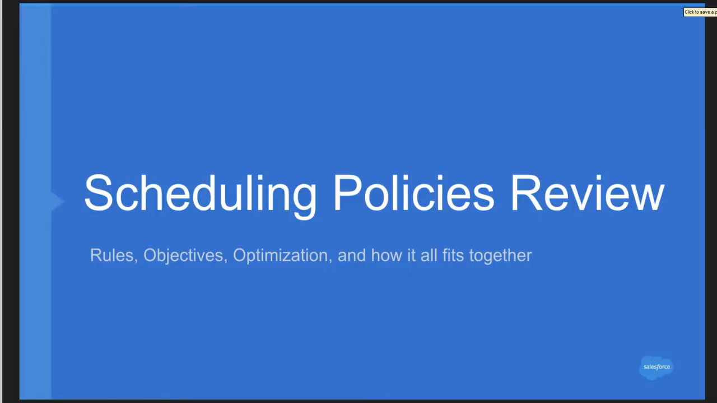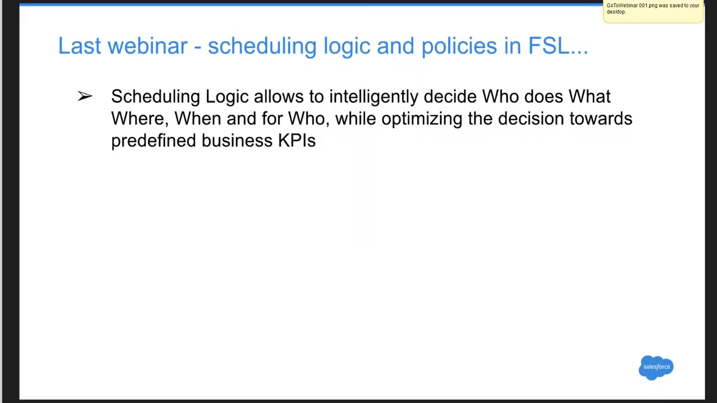In our previous session, we talked about scheduling policies, and how the scheduling logic is all about allowing you to intelligently decide, whether you're booking an appointment, deploying the optimization engine, or scheduling something from the Gantt, who is going to do what, where they're going to do it, when, and for whom, while optimizing towards the company's business KPIs. Those are the factors that are important to the company, whether it's delivering prompt, timely, and faster service, or reducing operational costs such as overtime and travel. This is what the scheduling logic is all about.